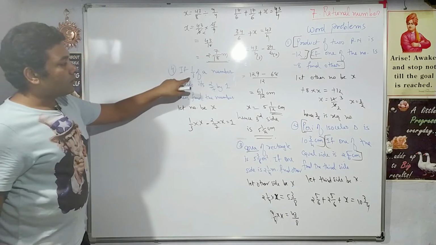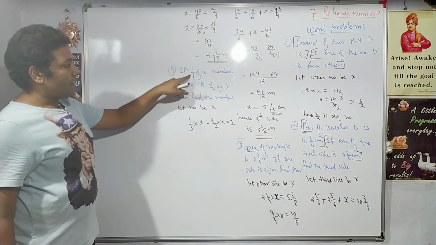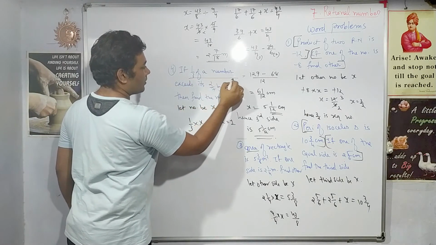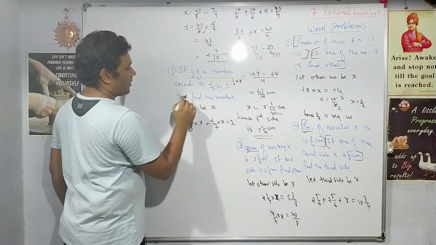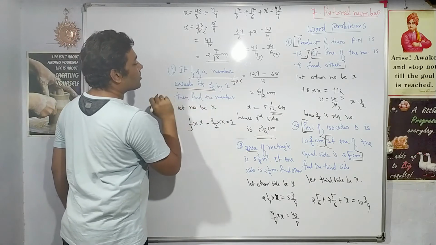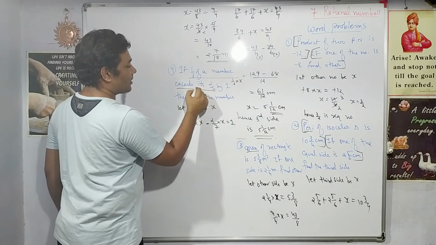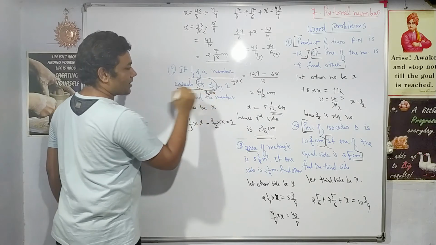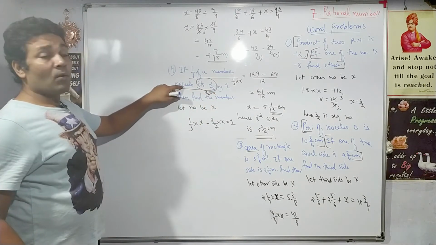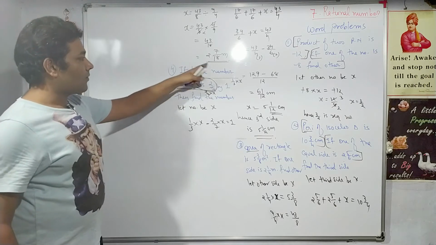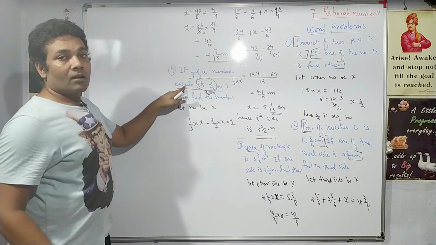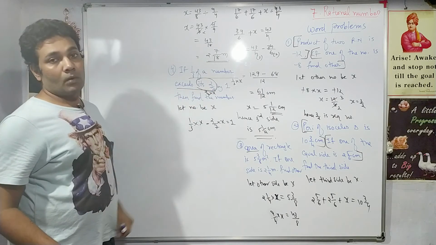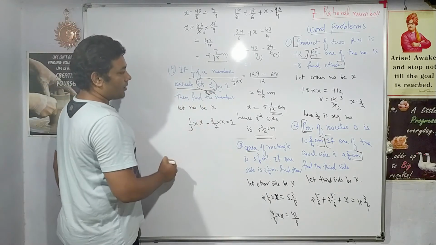Once again, 1/3 of a number, this part I have already decoded. This means 1/3 of x exceeds its 2/7, its 2/7 means 2 upon 7 into x, and exceeds means it is greater. So 1/3 of a number is greater by 2/7 of a number, and by how much? 1. So this is what the equation is.